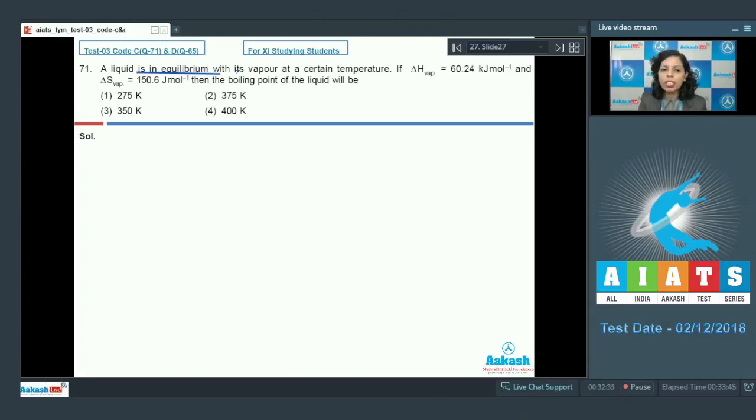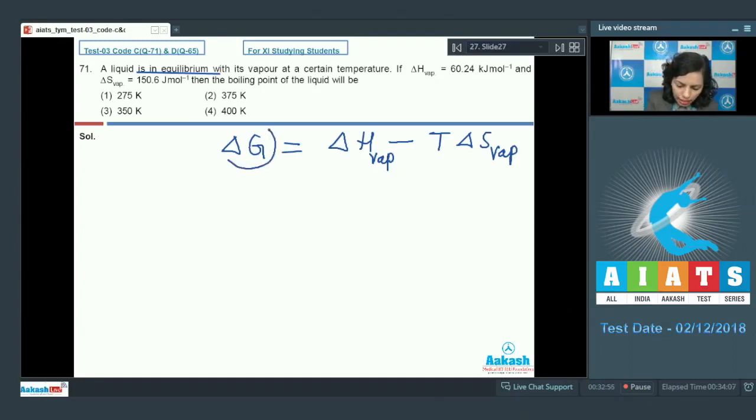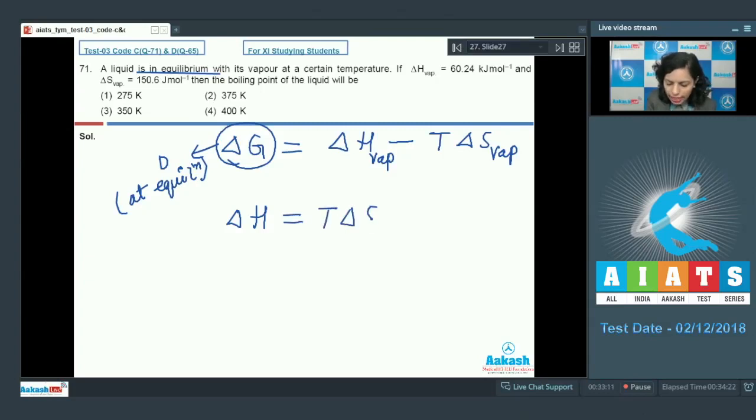Enthalpy of vaporization is given. Entropy of vaporization is also given. So one thing we should know that whenever we talk about the relation of delta H and delta S, we can compare it with delta G is equals to delta H minus T delta S. And here the process of vaporization is taking place. Now, this delta G value is 0 because we are talking about equilibrium. Now, if this value is 0, it means delta H is equal to T delta S value.